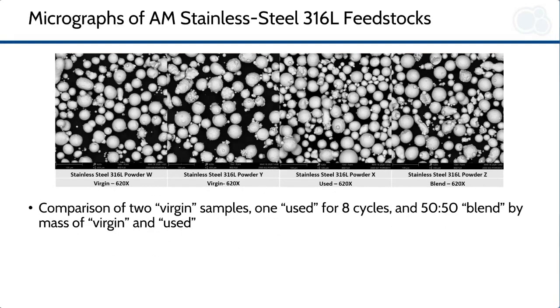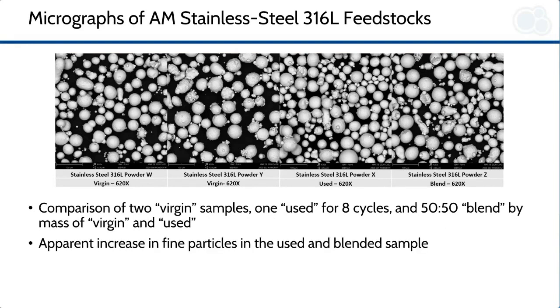There were 2 containers of virgin powder, 1 container of powder that had been used for 8 print cycles, and 1 container of a 50-50 blend of virgin and used powder. 2 things are quickly apparent. First, there appear to be more fine particles present in the used and recycled feedstock powders.